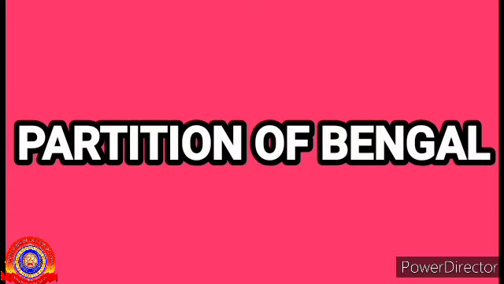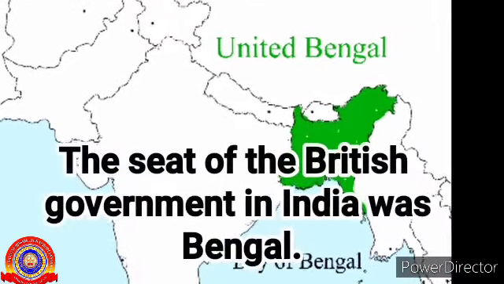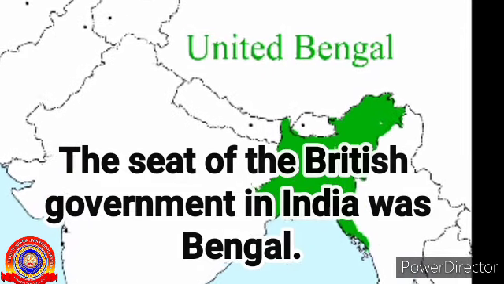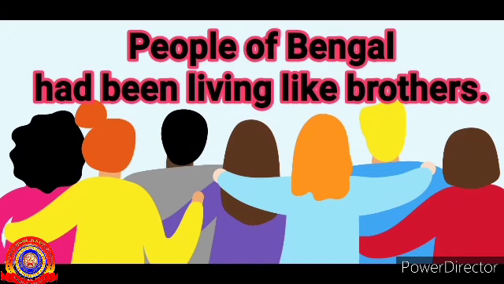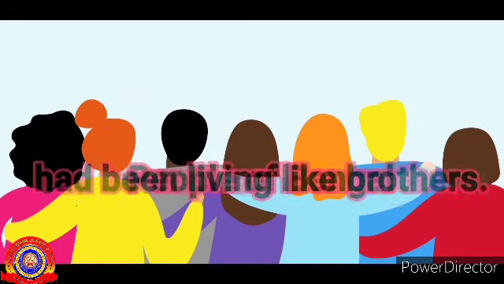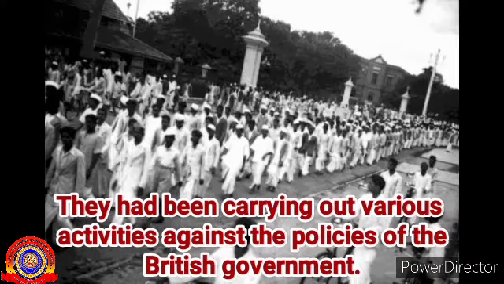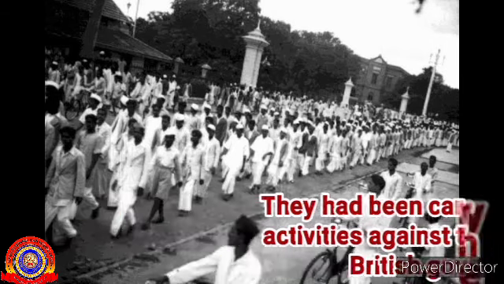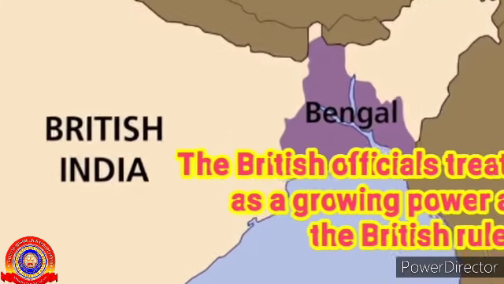Partition of Bengal. The seat of the British government in India was Bengal. People of Bengal had been living like brothers. They had been carrying out various activities against the policies of the British government. The British officials treated Bengal as a growing power against the British rule.